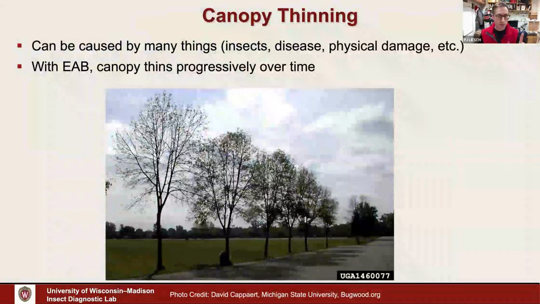I will say, though, you can have ash trees die from EAB where you never see basal sprouting or epicormic shoots. And then canopy thinning. Canopy thinning simply means the tree is dying or something bad is going on. That could be other insects, disease like cankers, or physical damage. Maybe if you've taken the weed whacker or a lawnmower and you keep bumping into the tree and damaging the bark, that can cause thinning over time.